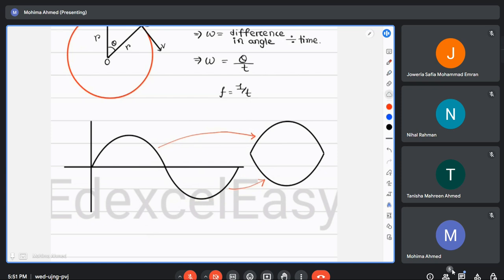I'm just explaining why I am using frequency in the case of kinematics. That is because moving in a circle is basically like moving on a wave.